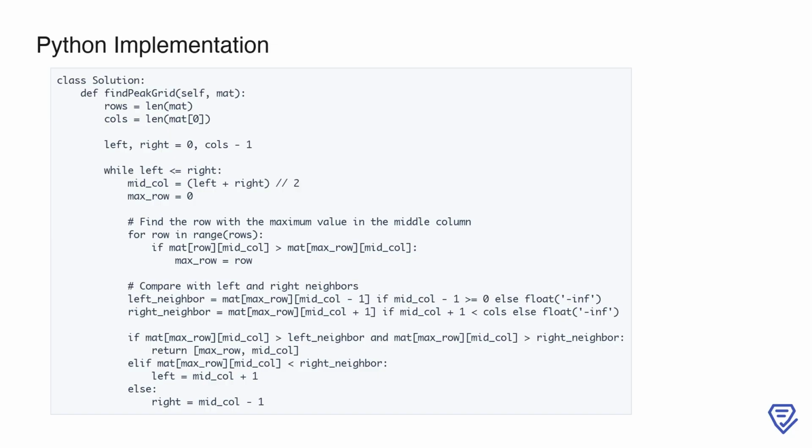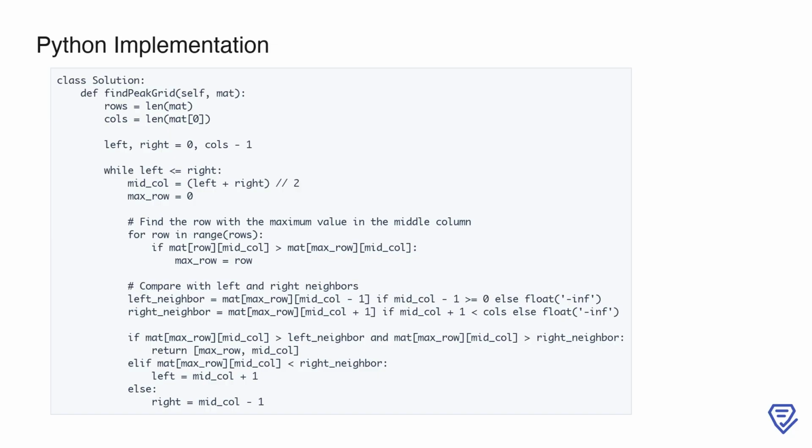Code breakdown. 1. Variable initialization. The rows and cols variables store the dimensions of the input matrix mat. The binary search is applied column-wise, with left and right defining the current search boundaries.